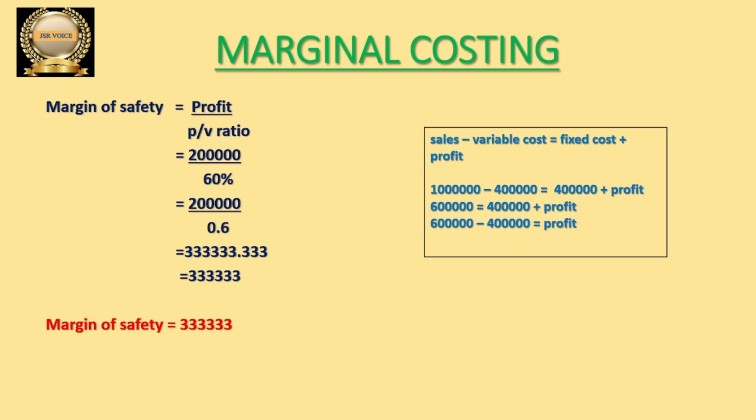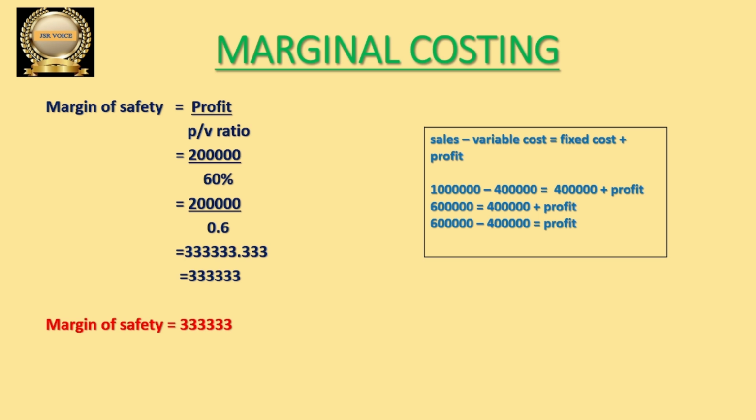And one more formula is margin of safety is equal to profit by PV ratio. So profit also is not given in the question. PV ratio we just now found out, 60%. So if we take the other formula, margin of safety is equal to sales minus BEP sales, BEP sales we have to find out. If we take this formula, margin of safety is equal to profit by PV ratio, PV ratio is there, but profit is not there.